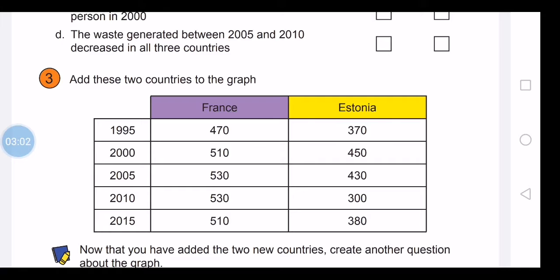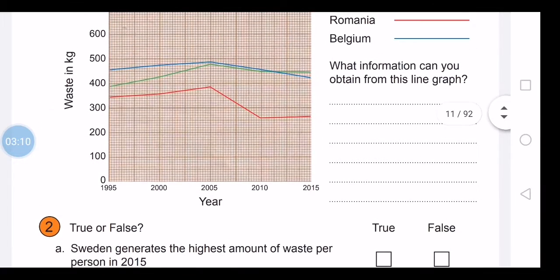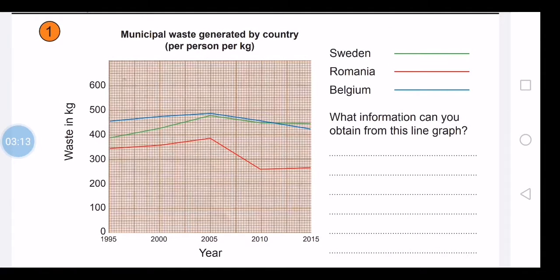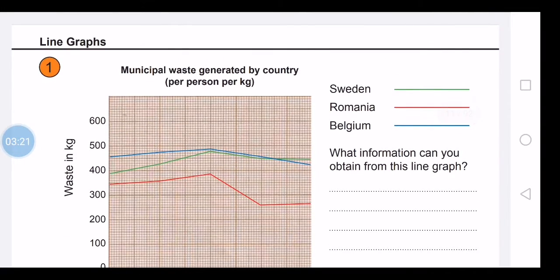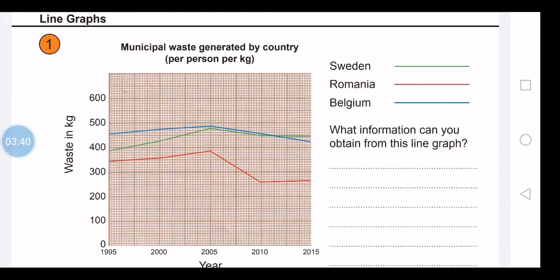So I'm going to take France for an example. It says 1995, 470. So you come back up to your graph and over 1995, which is at the very edge of the graph, you make a dot at 470. So you have to count up the little squares, the mini squares in the big squares, till you get to 470. To me, Belgium looks like it's at 460, so France would be just one little dot above that, okay? And what you do is you mark each of the 5 data points in turn.